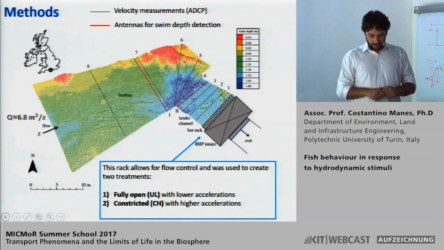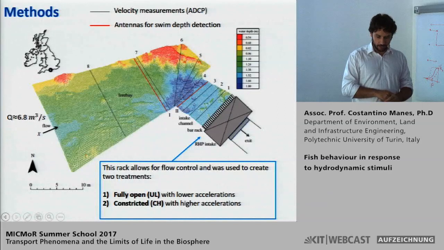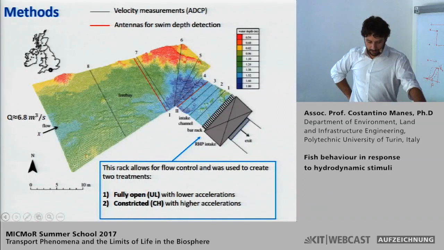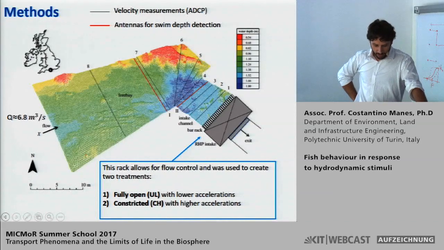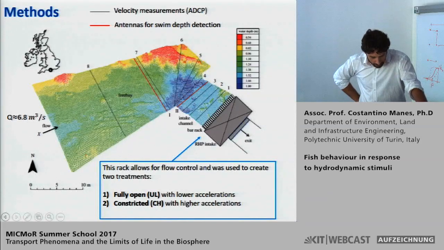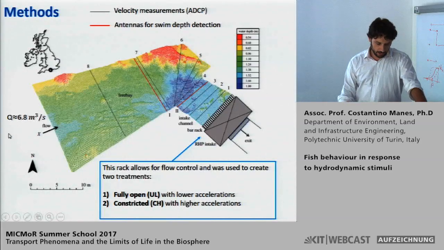Okay. I was saying, in an attempt to understand how eels react to hydrodynamic stimuli, we decided to carry out some field experiments in a very, very special place. This is a channel located in southern England. The flow direction here is from left to right.